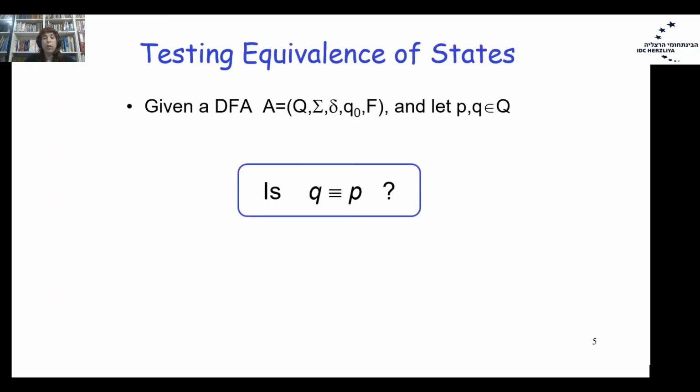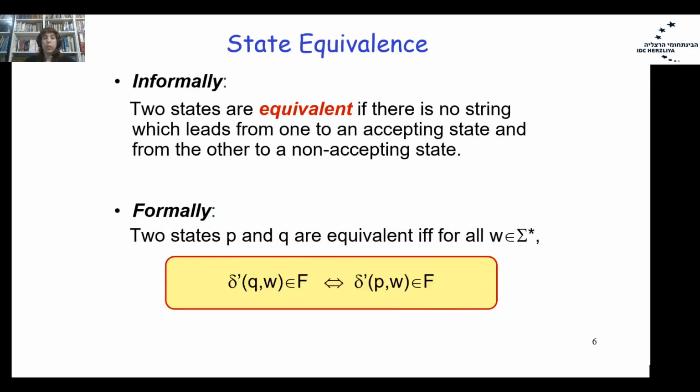Now let's ask ourselves an additional question. Given a DFA and its 5-tuple, if we take two states P and Q, how do we know if Q is equivalent to P? Informally, two states are equivalent if there is no string which leads from one to an accepting state and from the other to a non-accepting, rejecting state.